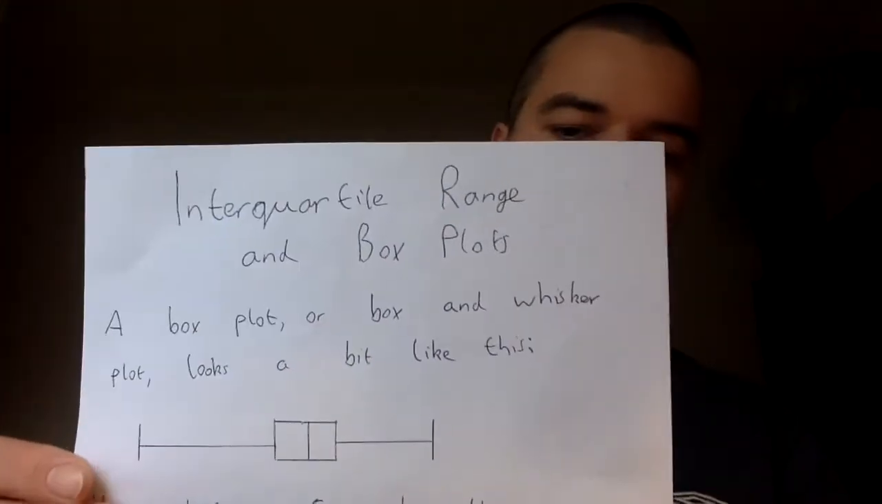Okay guys, so today we're just going to have a look at box plots or box and whisker plots and how we can use those to find something we call the interquartile range. So a box plot or a box and whisker plot looks something like that.